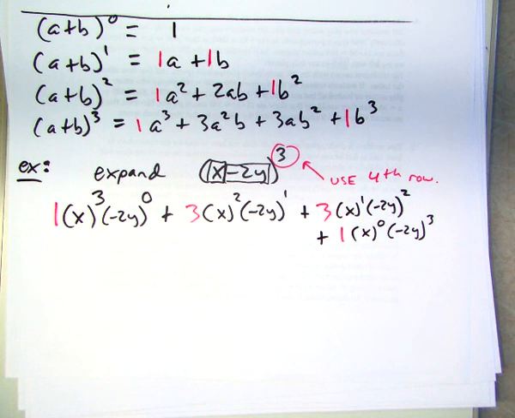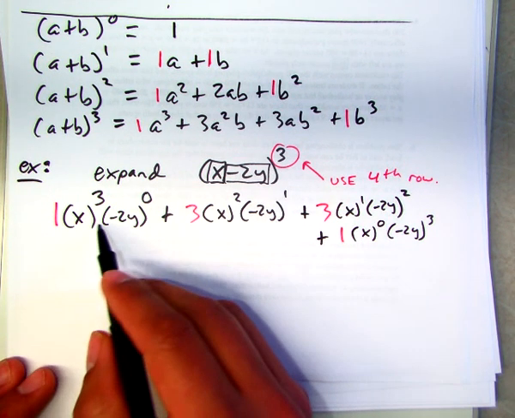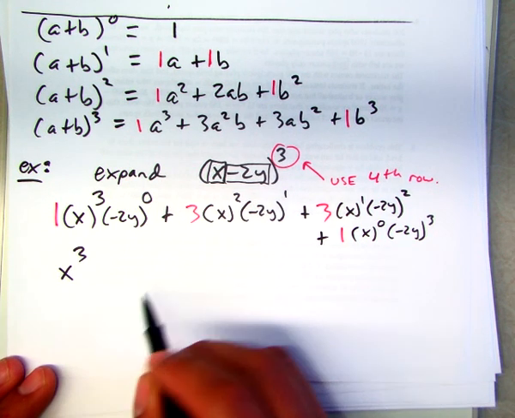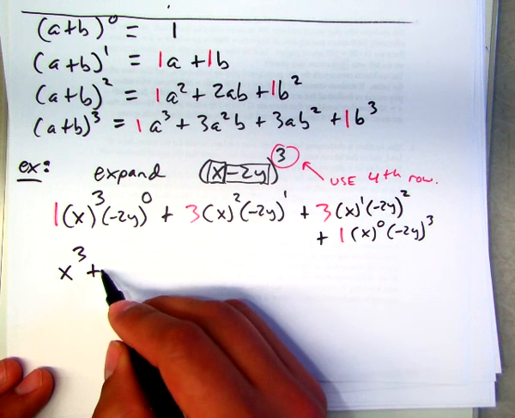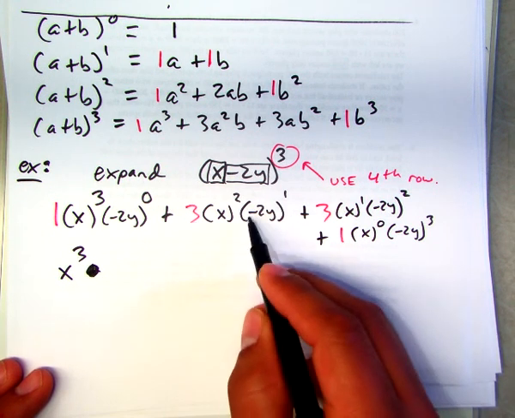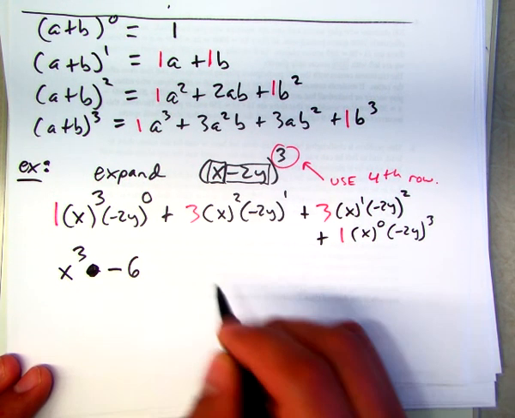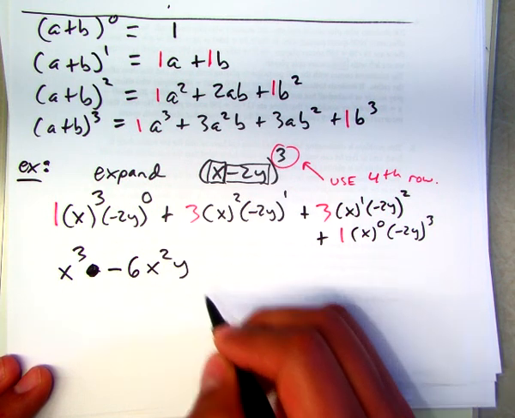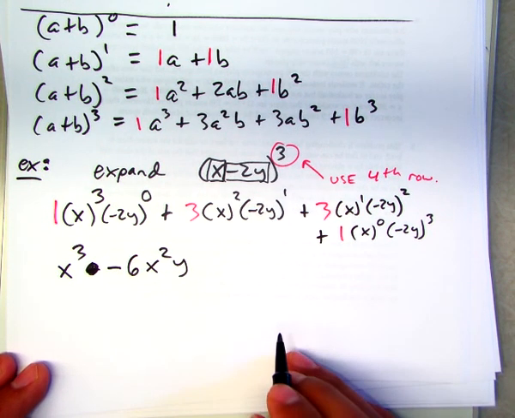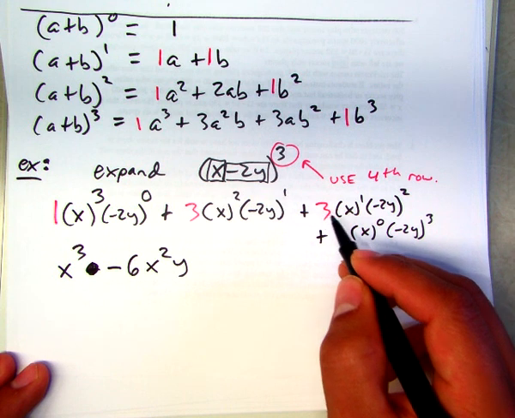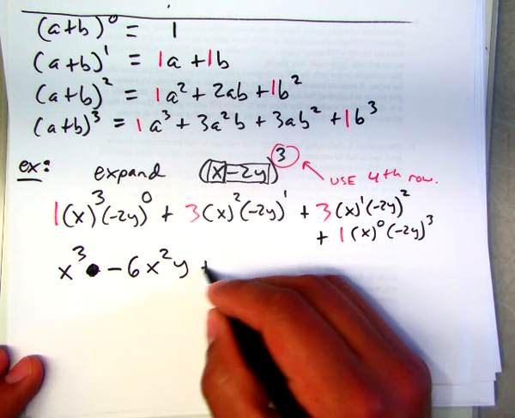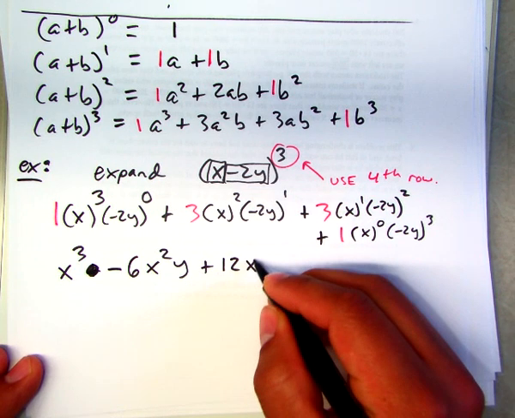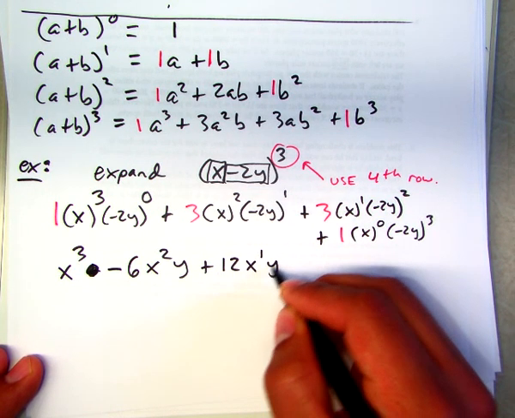Okay? You don't just leave it like this, though. Now you actually have to figure it out. So this is going to be just x cubed. Does that make sense? Plus, actually, it's not going to be a plus, because I have a 3 times negative 2, which is negative 6 x squared y to the first. Does everybody see where I'm getting that? And now here I have a 3. I'm squaring negative 2, which makes this 4. So it's plus 12 x to the first, and then y is squared, right?